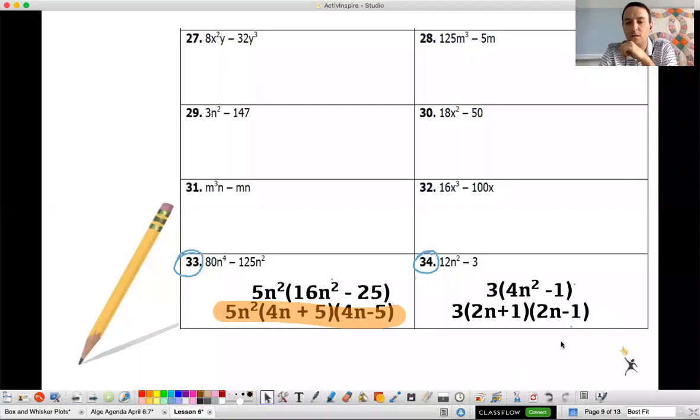So if I take a look at the next one, if I divide out the 3, now I look, 4n squared is a perfect square, so is 1. When I finish that out, I end up with 3 times 2n plus 1 and 2n minus 1. Questions on 33 and 34? All right, there's the final answer. Now you can see them now that we've talked them through.